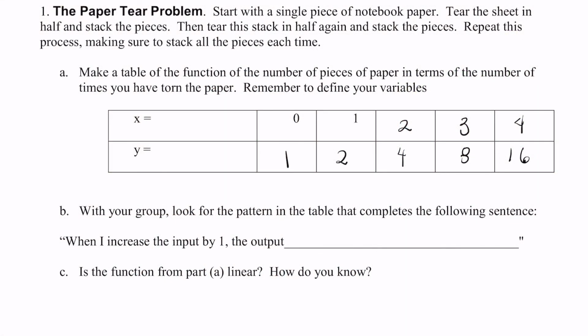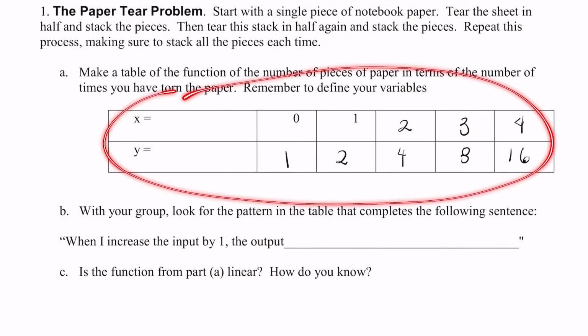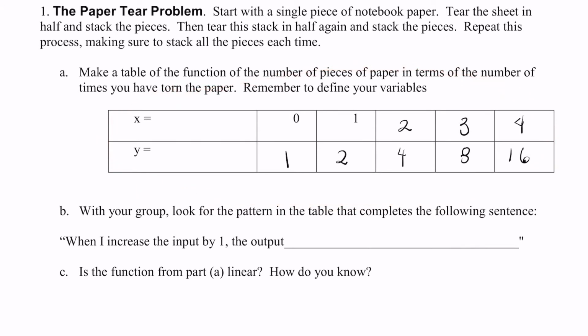Your table should match this table that I have here on the screen. Now let's look for a pattern in this table that completes the following sentence. When I increase the input by 1, the output, what? When we go from 0 to 1, our output goes from 1 to 2. When we go from 1 to 2, our output goes from 2 to 4. What is happening here?